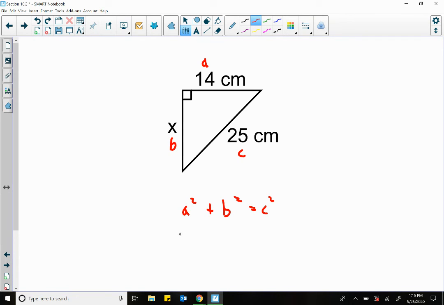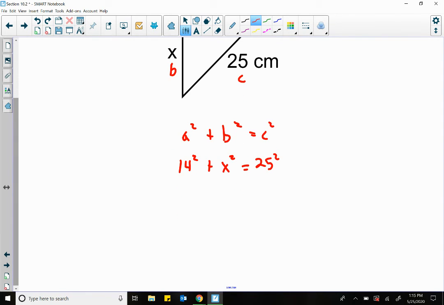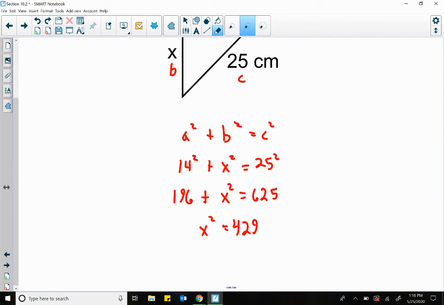Okay? So let's plug in real quick and let's do step 1. So we got 14 squared plus x squared equal to 25 squared. Okay. So 14 squared is 196 plus x squared equal to 25 squared, I believe is 625. Double checking. Yep. So you can see why we have to subtract, because I got to get x by itself. So subtract 196 from both sides. So 625 minus 196 gives you 429. And then last step, square root.